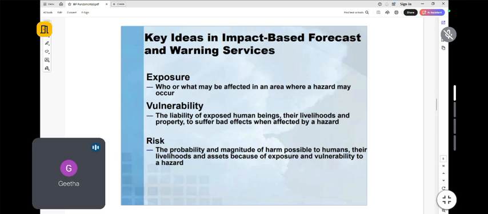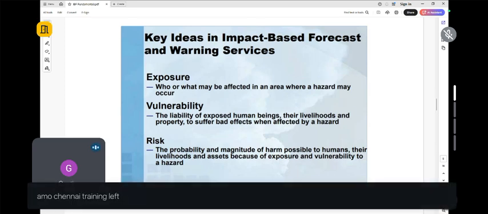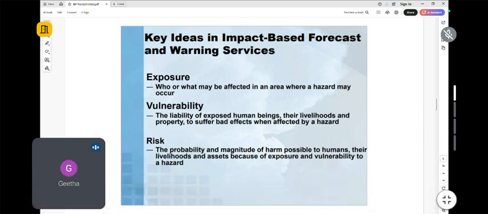And then in that area, the liability of exposed human beings, their livelihoods, property, to suffer bad effects when this hazard strikes. What are all the people in that locality? What kind of people are living in that locality? Whether that locality is very thickly populated. If it is thickly populated, then what kind of infrastructure is present in that? High-story buildings, very pakka structures, or not very pakka. Some hutments are there. Many people are dwelling in hutments or in open areas. This kind of things, all this information we should have there.